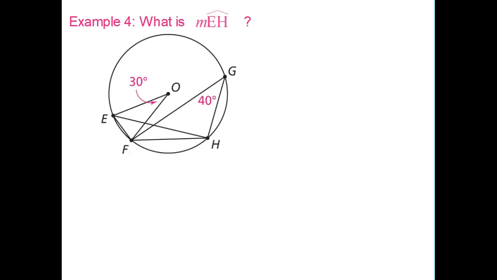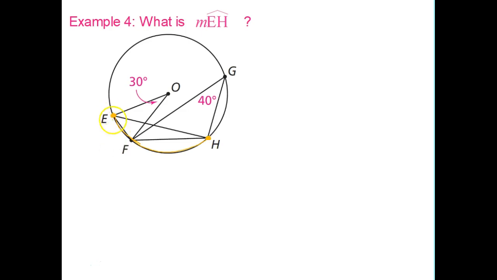Okay, let's look at the next example. What is the measure of arc EH? So first thing we need to do is figure out where this arc is. Because there are two letters here, we know that this is a minor arc. So instead of going around the circle towards G, we're going to start at E and go around the circle through F and towards H, and we're going to stop when we hit H.